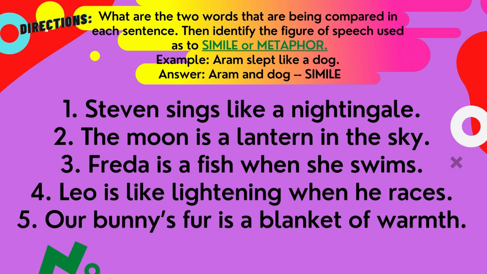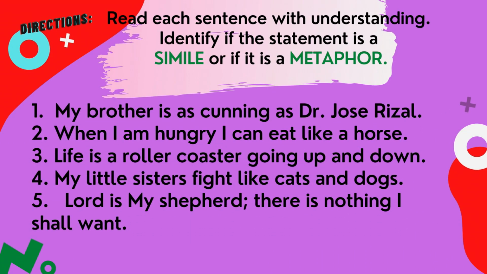Number five, our furry friend's fur is a blanket of warmth. Okay, so the fur is compared to a blanket. Yes, that is metaphor. Okay, for our last activity, the direction is, read each sentence with understanding. Identify if the statement is simile or if it is a metaphor. Number one, my brother is as cunning as Dr. Jose Rizal. Using as, it compared the brother and Dr. Jose Rizal. So your answer is simile.